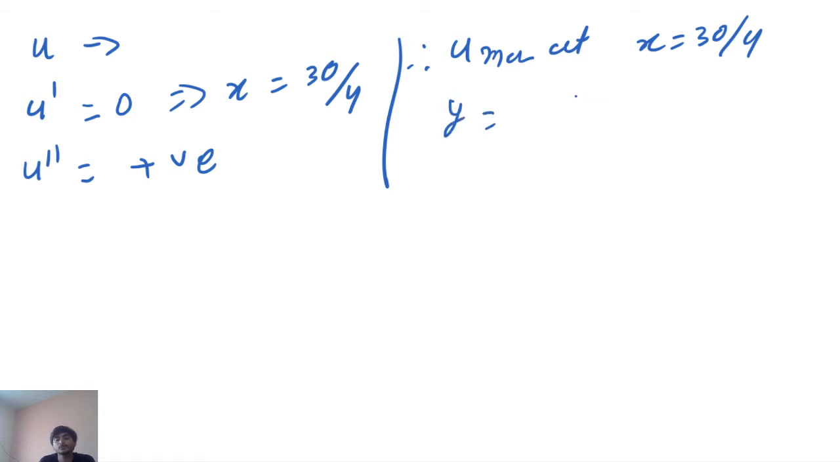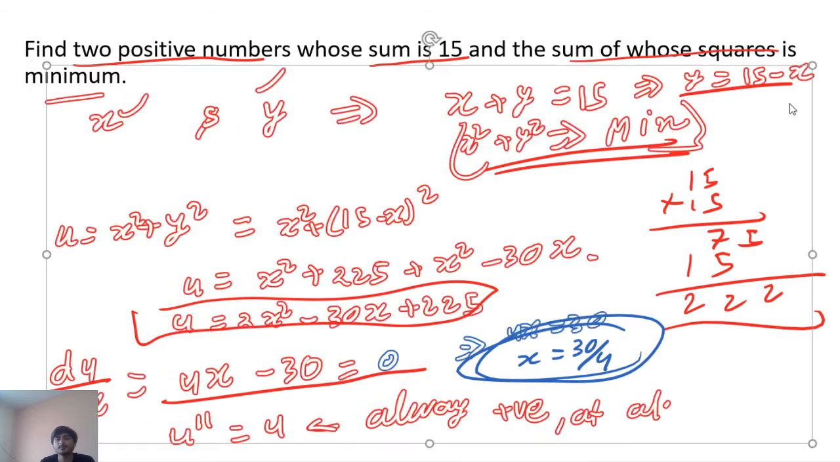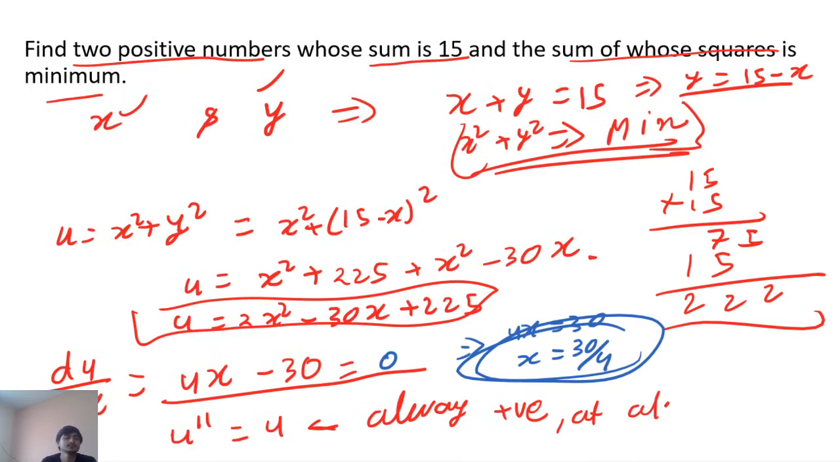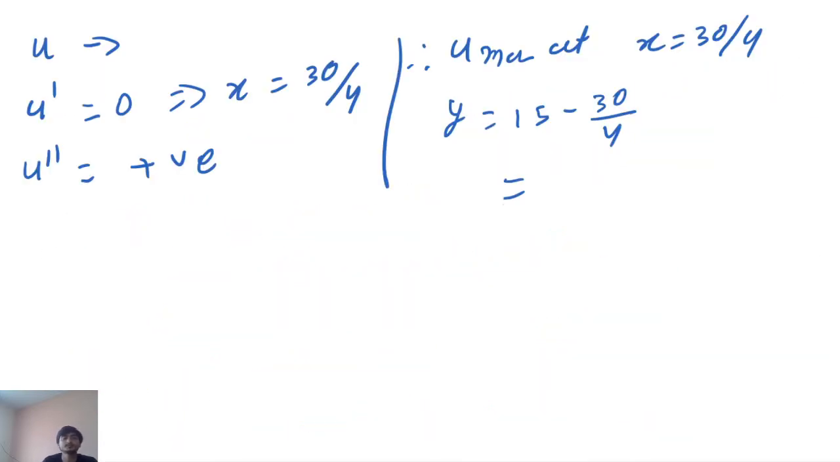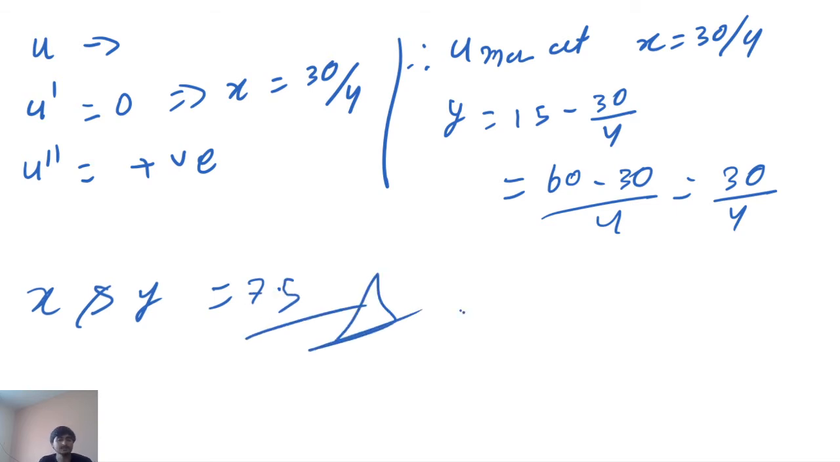So y is equal to how much? 15 minus 30 by 4, right? That was the condition, from here 15 minus x. So this becomes 60 minus 30 by 4, which is also equal to 30 by 4. So x and y both are equal to 30 by 4, that is nothing but 7.5, which is the answer.